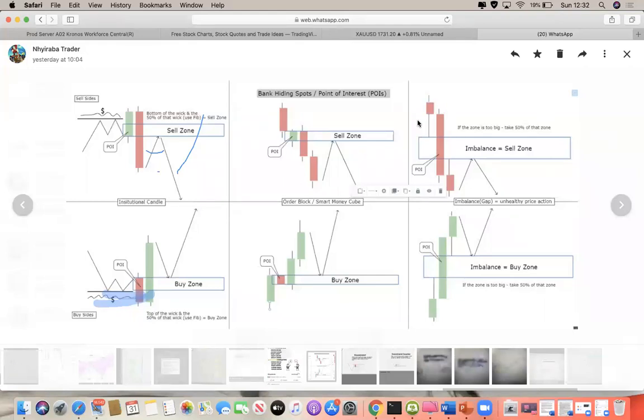If you're taking notes, I want to say it again. An imbalance refers to two bearish or bullish candlesticks separated by a strong bullish or bearish price action. Okay, the English is not making sense. Let's look at the picture right here. There is a candlestick right here, and there is a candlestick right here. And look at this strong bearish price action. The wick of this candlestick is not touching the wick of this candlestick.